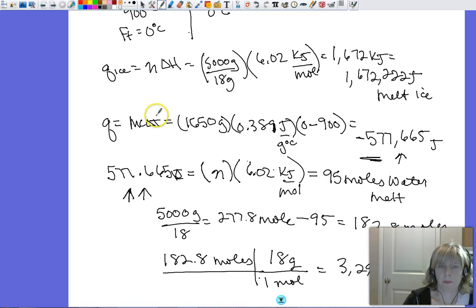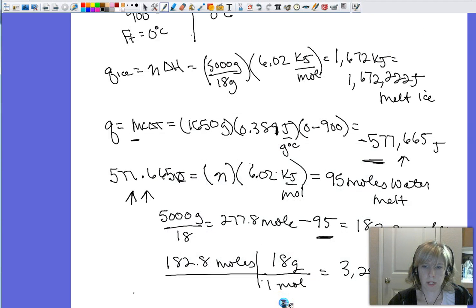So first we had to find how much energy it would take to get all of the ice melted. Then we had to find out how much energy the copper had to melt the ice. And then we used the opposite of that energy to solve for moles of water. And then we were able to get moles of what we started with, subtract what we calculated, and then just convert to grams.